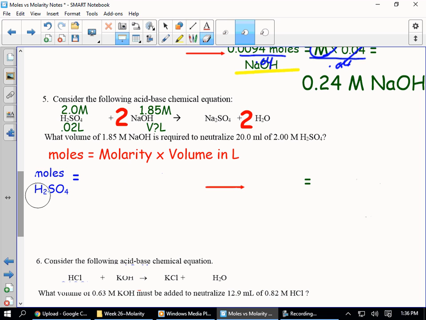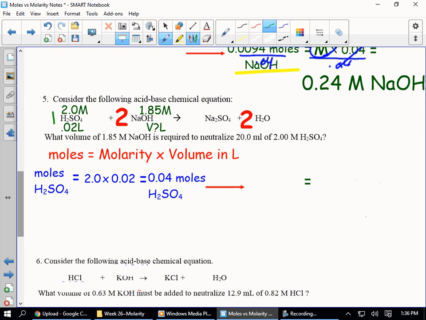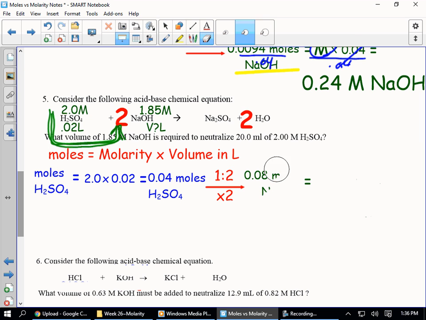Alright, you know the most about sulfuric acid, so you're going to write moles of H2SO4. I'm going to multiply these two things together, and I'm going to get 0.04 moles of H2SO4. Now, just like we've done before, this is a what to what ratio? This is a 1 to 2. It's getting bigger, not smaller, so I'm going to multiply this by 2.